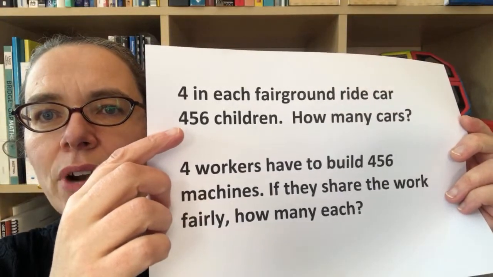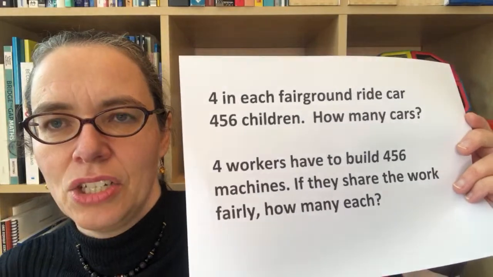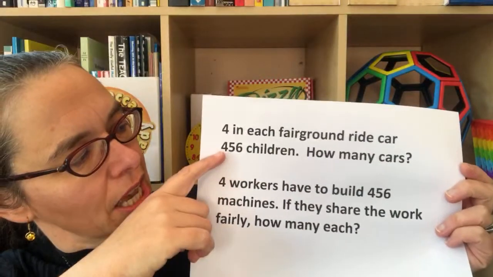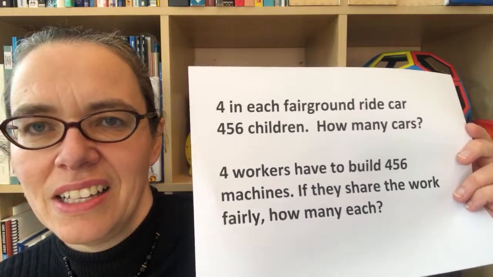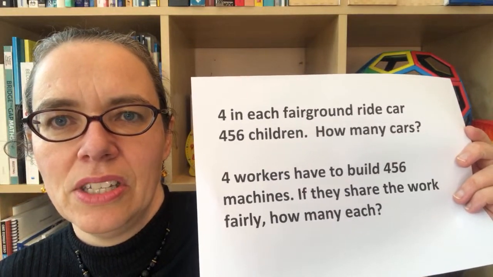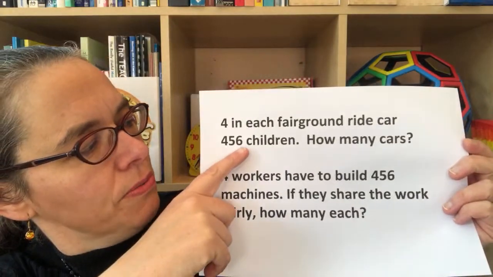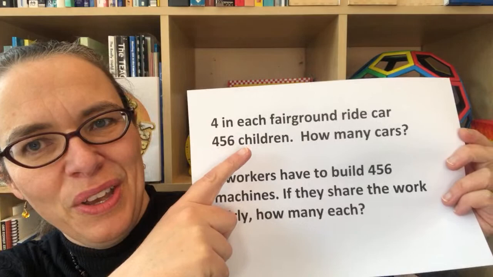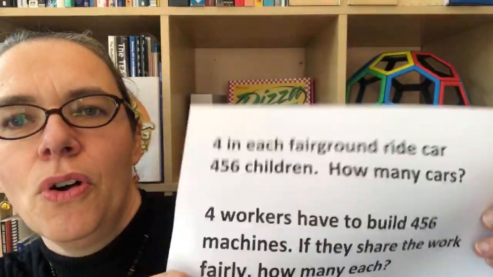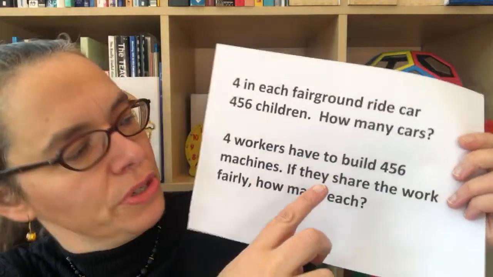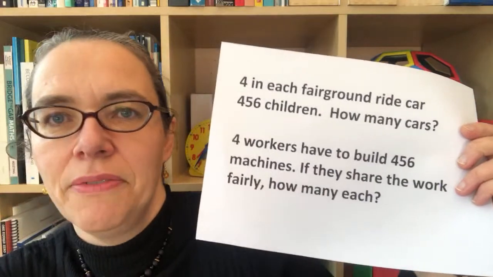We've got a fairground ride and you can get 4 children in each car. And during a morning, we need to get 456 children on that ride. How many cars, how many fairground car rides are we going to need? Well, that is 456 divided by 4, but it's about counting groups of 4. Now this one, 4 workers have to build 456 machines. If they share the work fairly, how many do they have to build each?